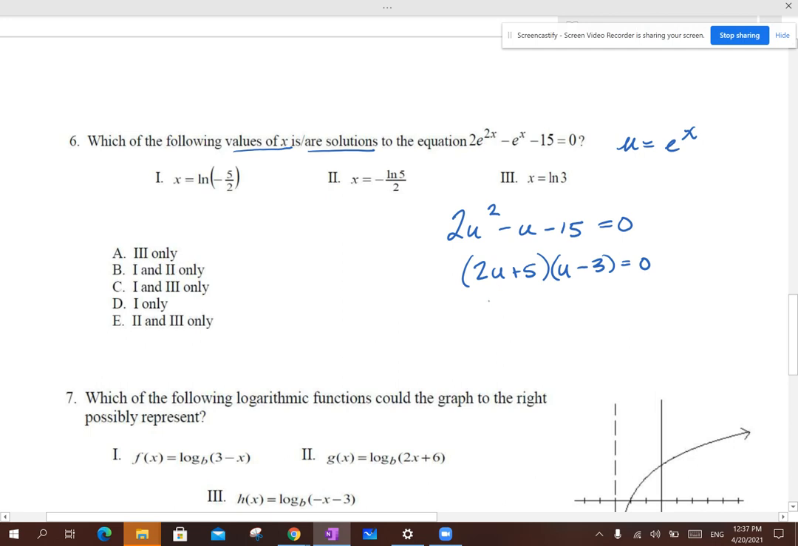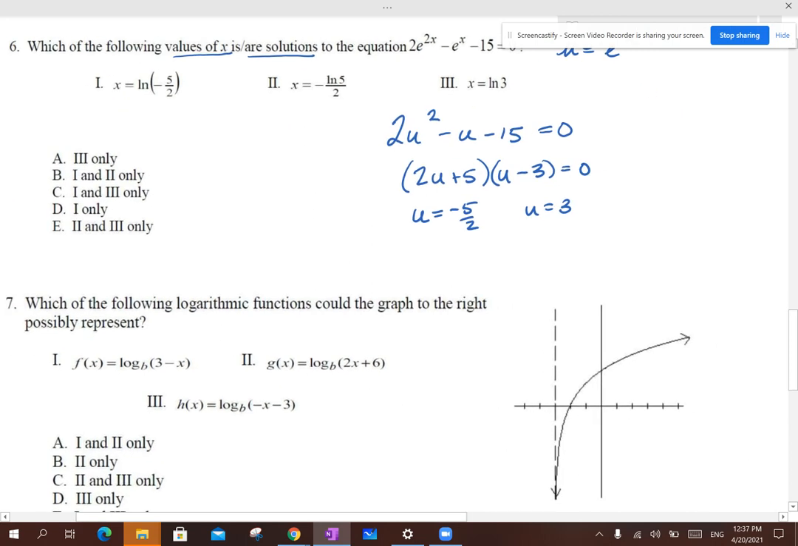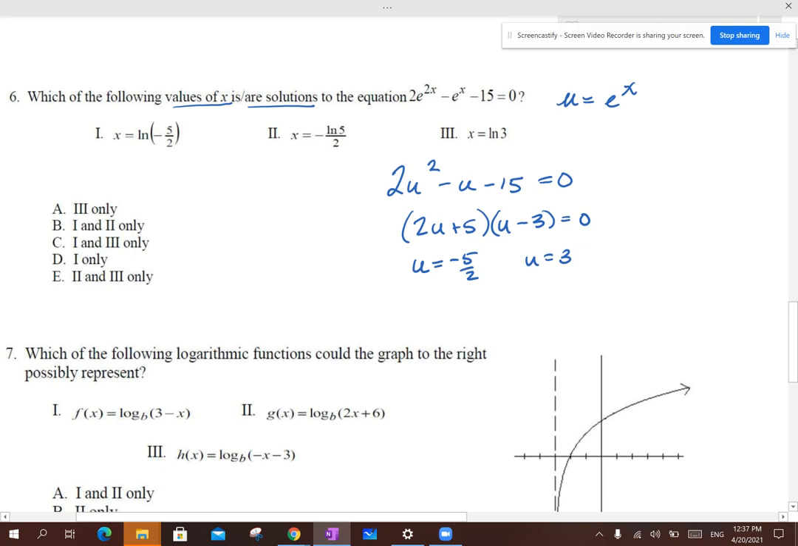So what we do is we need to solve for u. So u is equal to negative 5 over 2, and u is equal to 3. The answer isn't negative 5 over 2 or 3, but u is. So now what we need to do is go back and replace u with e to the x.